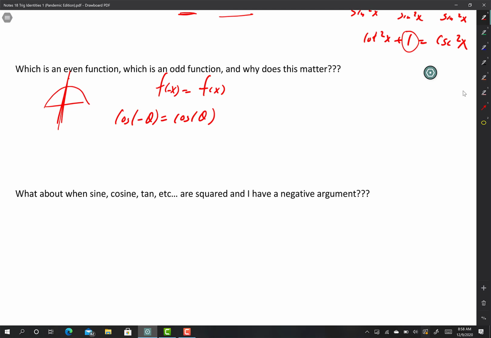Let's see. If cosine is even, that means the reciprocal is also even, guys. So the reciprocal of cosine is secant. So secant of negative theta has to also equal secant of theta. All right, now let's talk about odd.